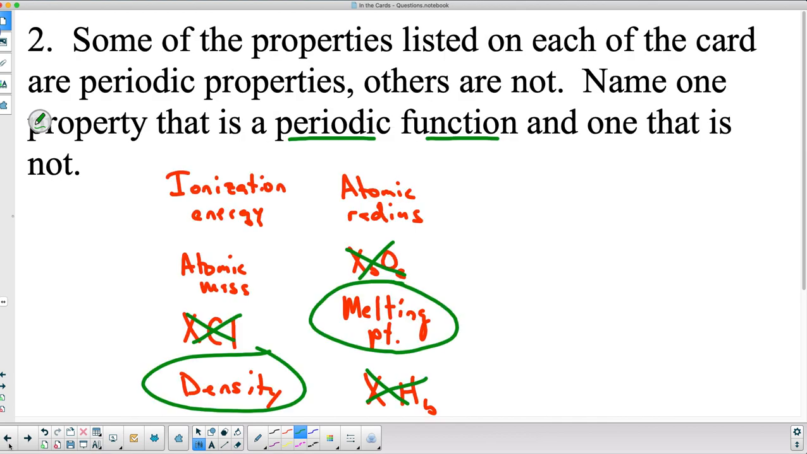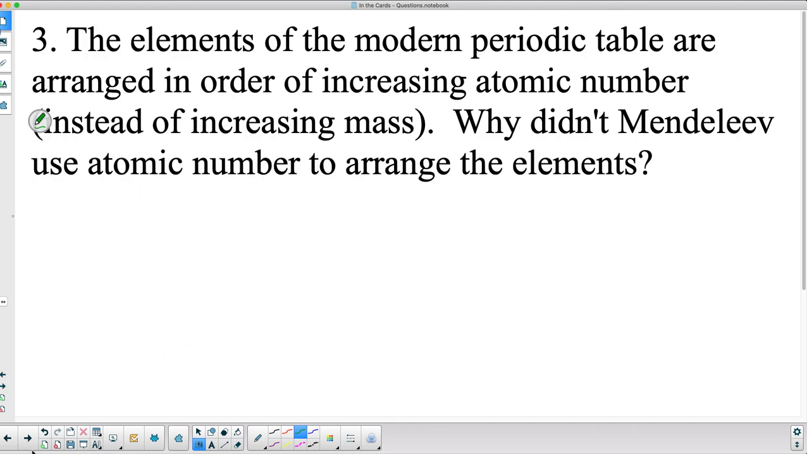So those 2 are the ones that we are not going to be using for the graph in question number 5. So melting point, density, we're not using that. That leaves us with ionization energy, atomic radius, atomic mass, and then the last one at the bottom, electronegativity. And we can also use that one for a periodic function. Okay? So let's keep going.